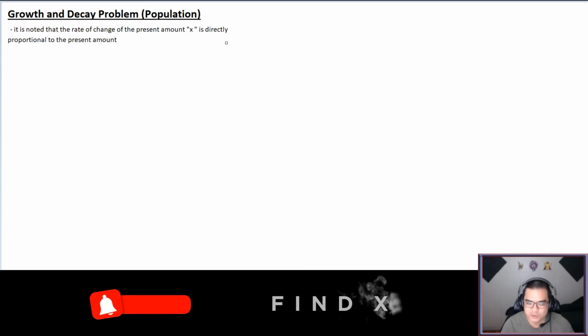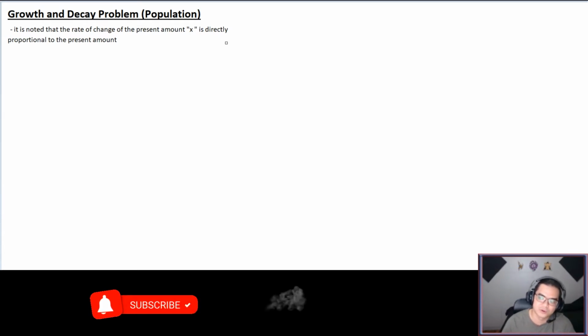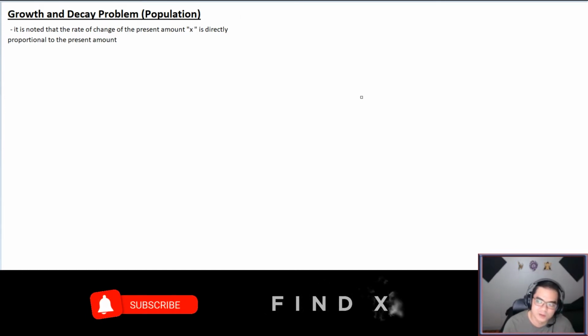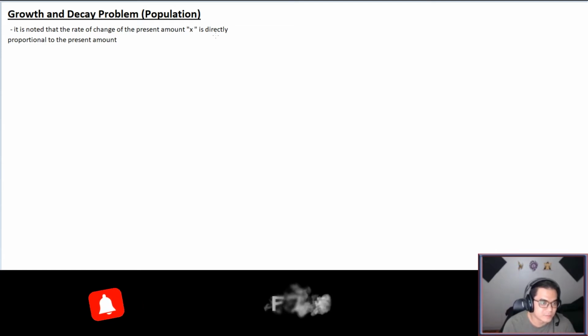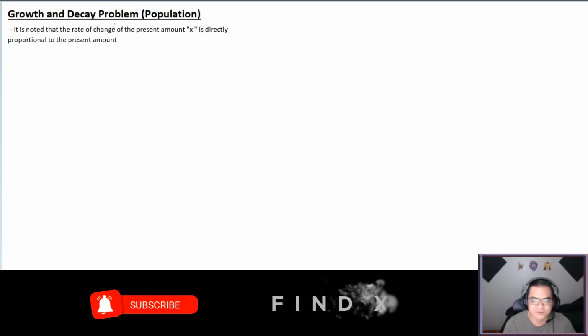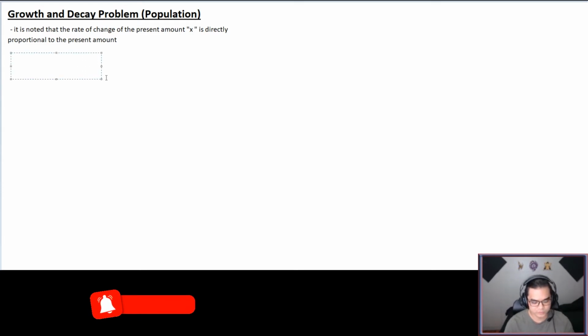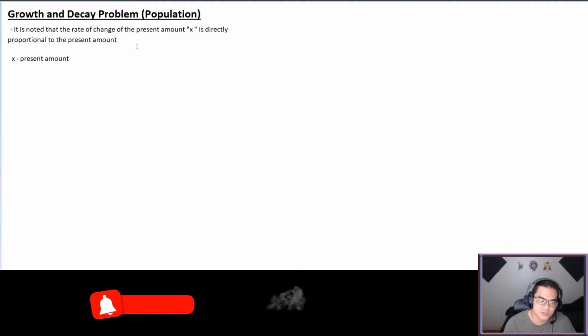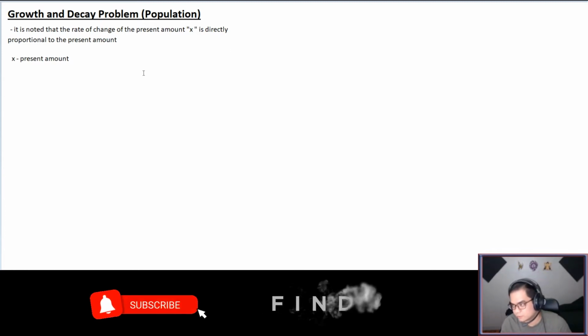It is quite short and quite easy to remember, but I am really into principle first, before we get to the sample problems. Of course, I'll be solving some sample problems later on. So for the growth and decay problem, it is noted that the rate of change of the present amount, and we will be using x as the present amount for the derivation only, is directly proportional to the present amount.